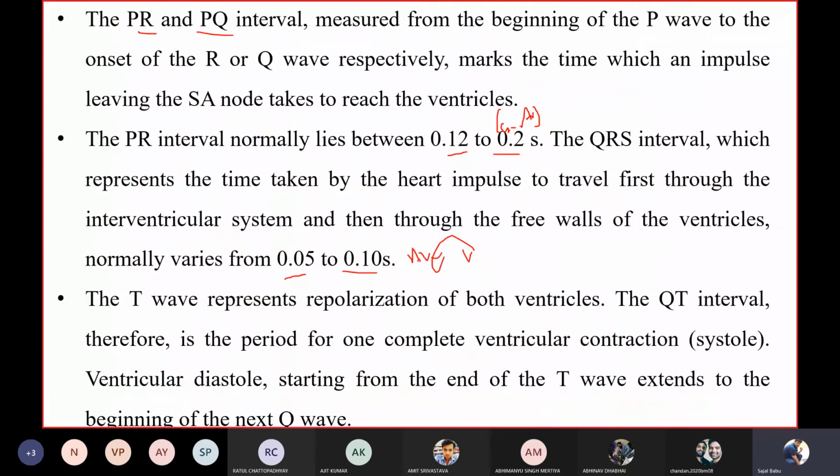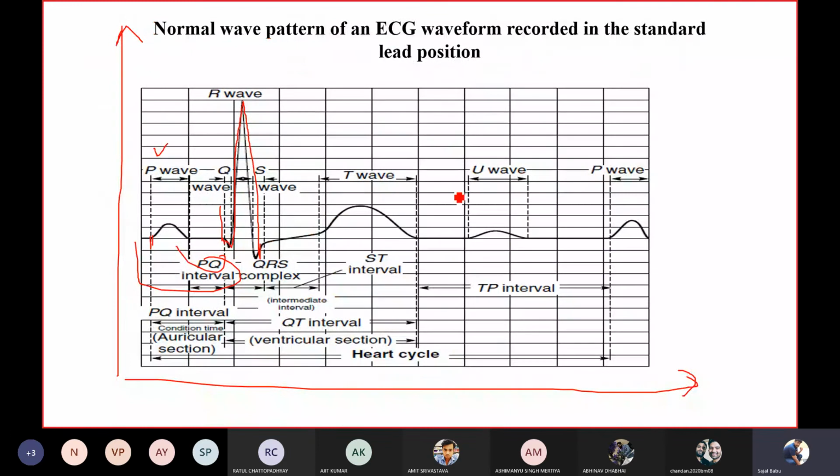Okay, and if you consider the QT wave, this is the time period. This QT wave can be called a complete ventricular contraction. Okay, so let me summarize. It may be confusing for you.